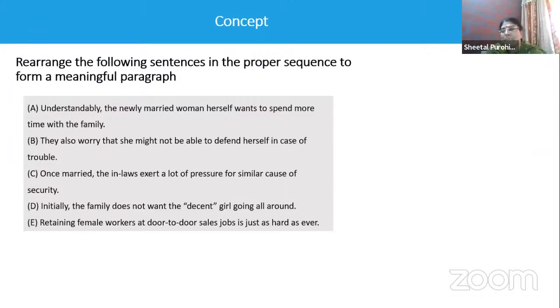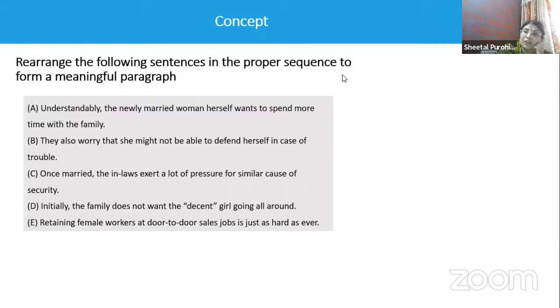Clear? Everyone? Yes, no? Let me have a look at the chat. Right? So we cannot start with D. It has to be with the statement. Right? The statement about retaining female workers. Somebody is asking me to repeat.